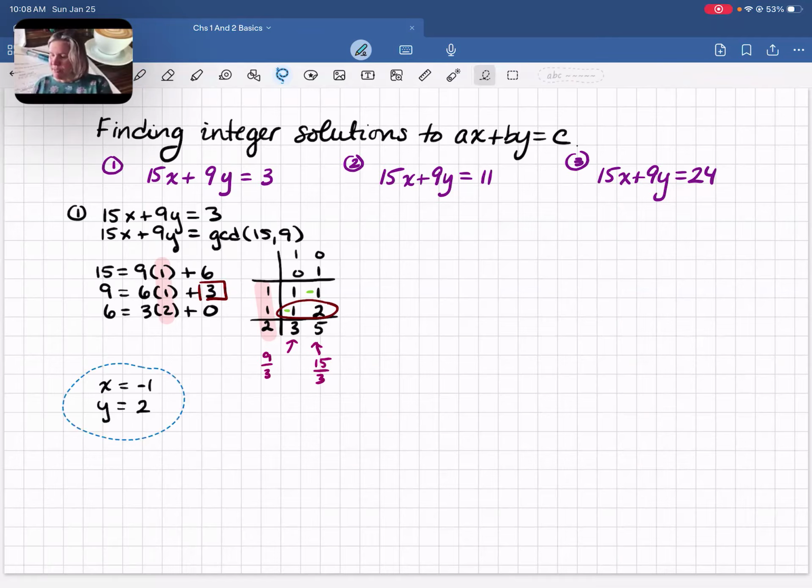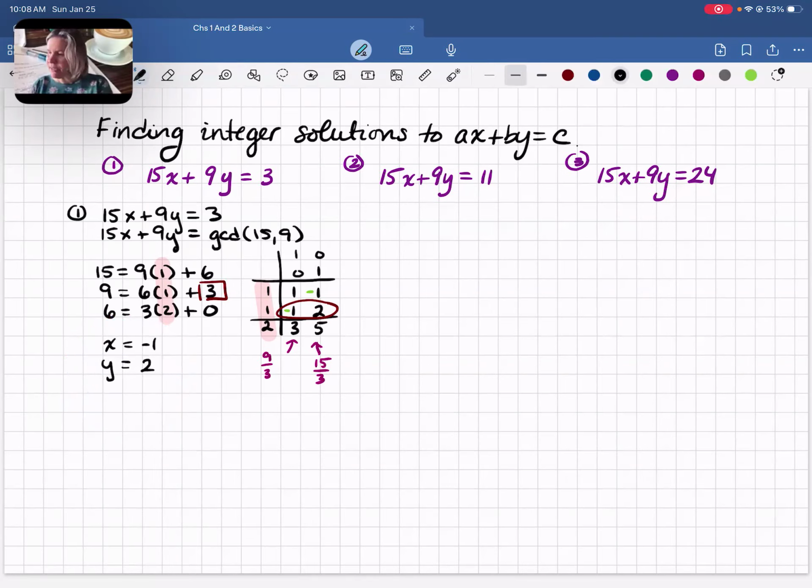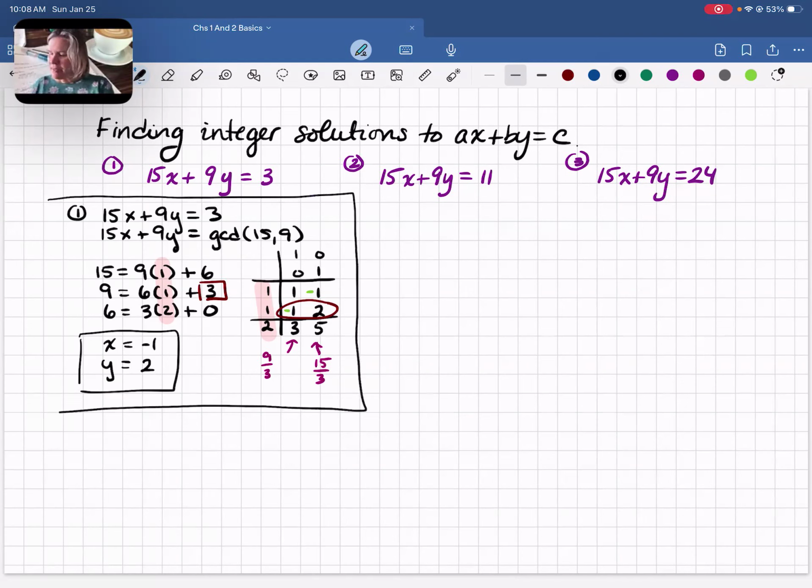Let me just move this up a little bit. I can double check by plugging those values for x and y into the equation 15x plus 9y equals 3, and I get that it's true. So I did it correctly, so that's good. All right, so that's the first kind of example. That is the situation where you're looking at ax plus by equals the GCD. 3 is the GCD of 15 and 9, and so that's how that worked.